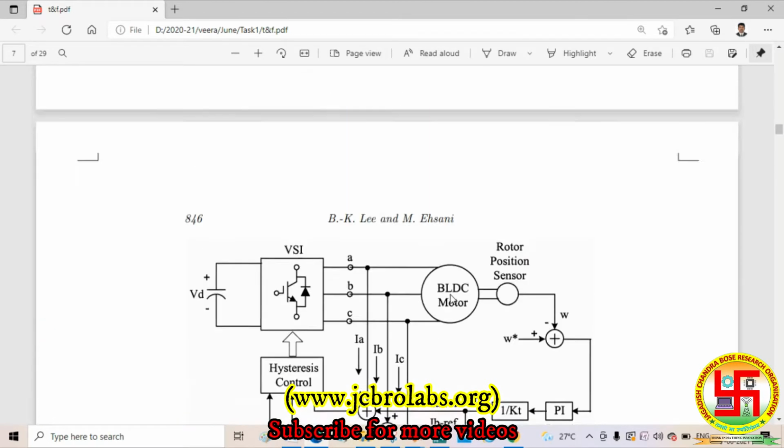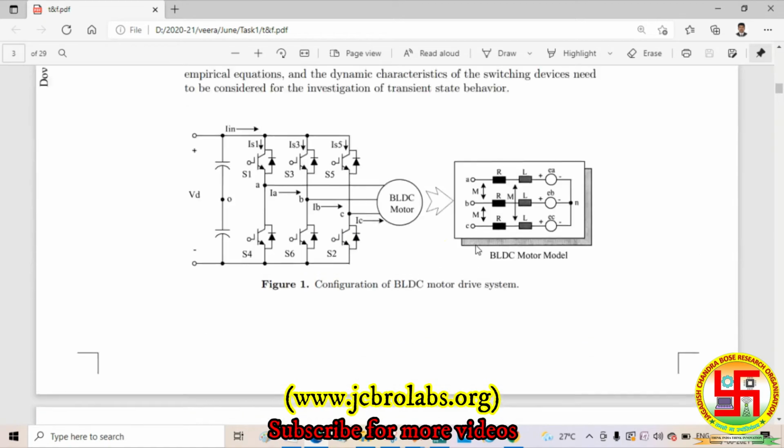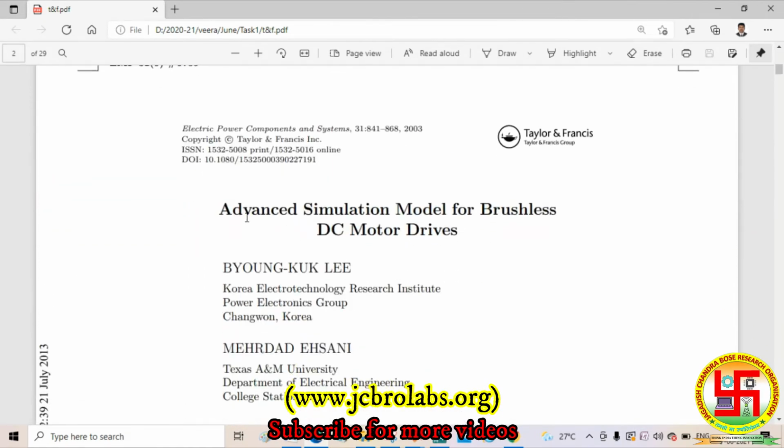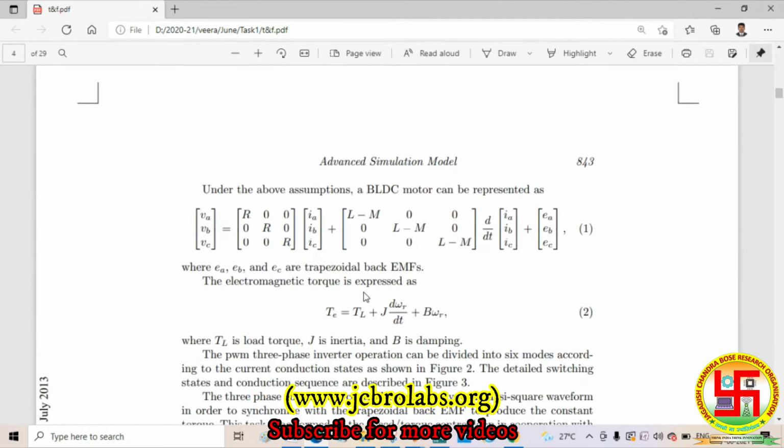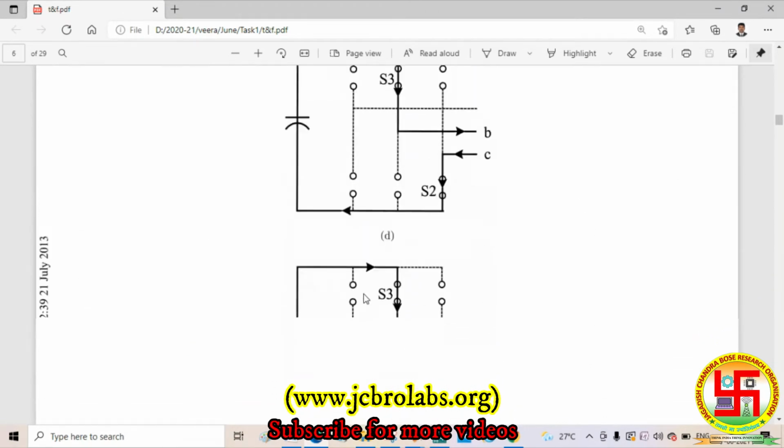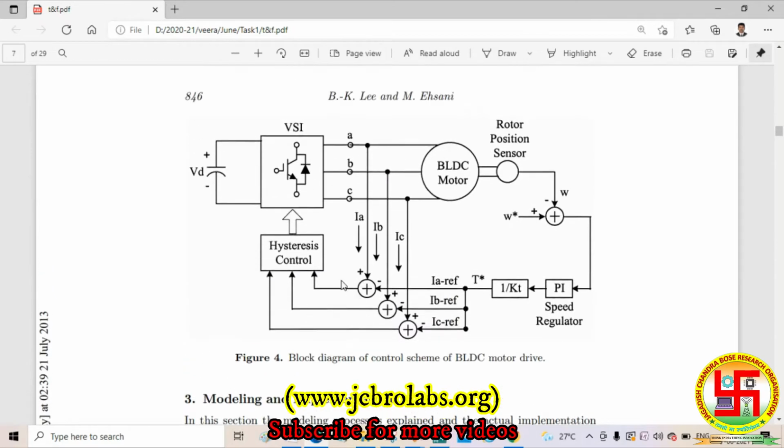So this is the block diagram, and this is the reference paper which we have taken, "Advanced Simulation Model for Brushless DC Motor Drives". By taking this paper as a reference, we are trying to simulate this model. Here we are using a three-phase inverter and the BLDC motor. The control technique we are trying to design is the hysteresis control technique, to control the speed of the BLDC motor. So let's go with the practical exposure.